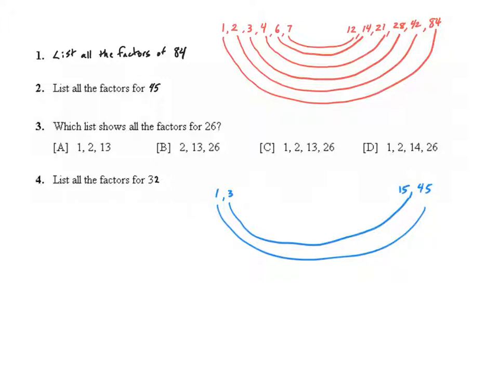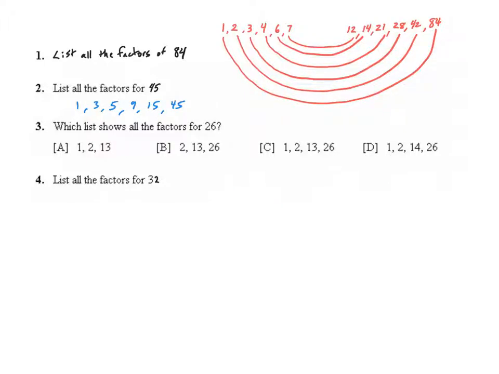4 does not go into 45. 45 is not even, and 4 will never go into a number that's odd. 5 does go into 45. That's a basic math fact. 5 times 9. 6 does not go into 45 because, again, it's not even. 7 does not go into 45. 7 times 6 is 42, and 7 times 7 is 49. And 8 does not go into 45. 8 times 5 is 40, and 8 times 6 is 48. So we've listed all the factors of 45. 1, 3, 5, 9, 15, and 45.